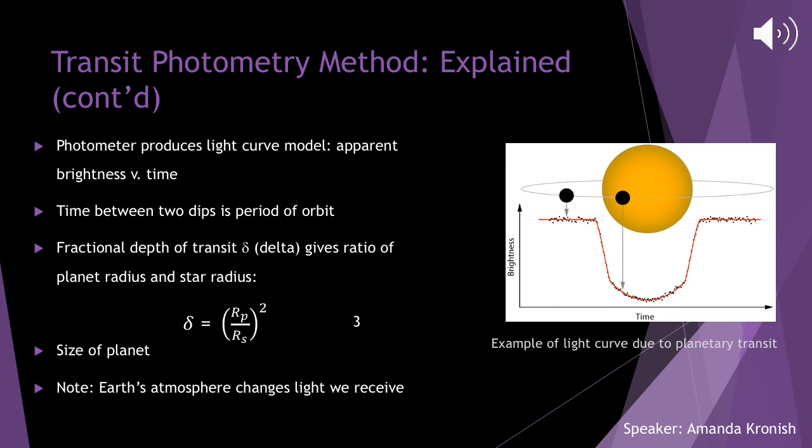Delta is equal to Rp over Rs squared, where Rp is the radius of the planet and Rs is the radius of the star. With this equation, we can use transit photometry to find the size of the planets. It is important to note that missions like Kepler take place in space, outside of the Earth's atmosphere. The signal-to-noise ratio in transit photometry, much like for the Doppler method, needs to be high in order to give good results. The Earth's atmosphere can fluctuate and shift the light we receive from a star, even dimming it, making it harder to detect. Hence, the best place to observe would be in space.